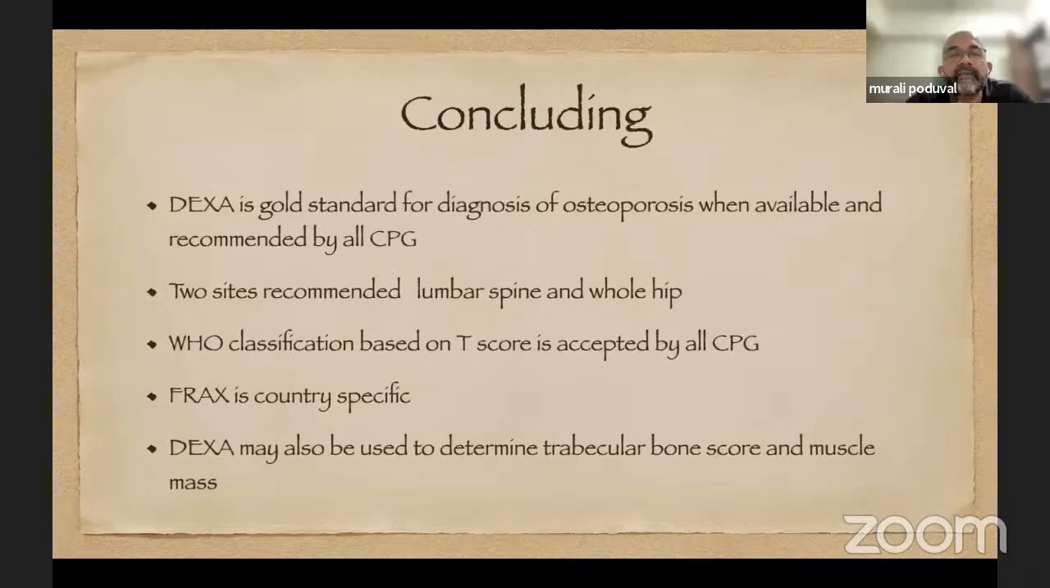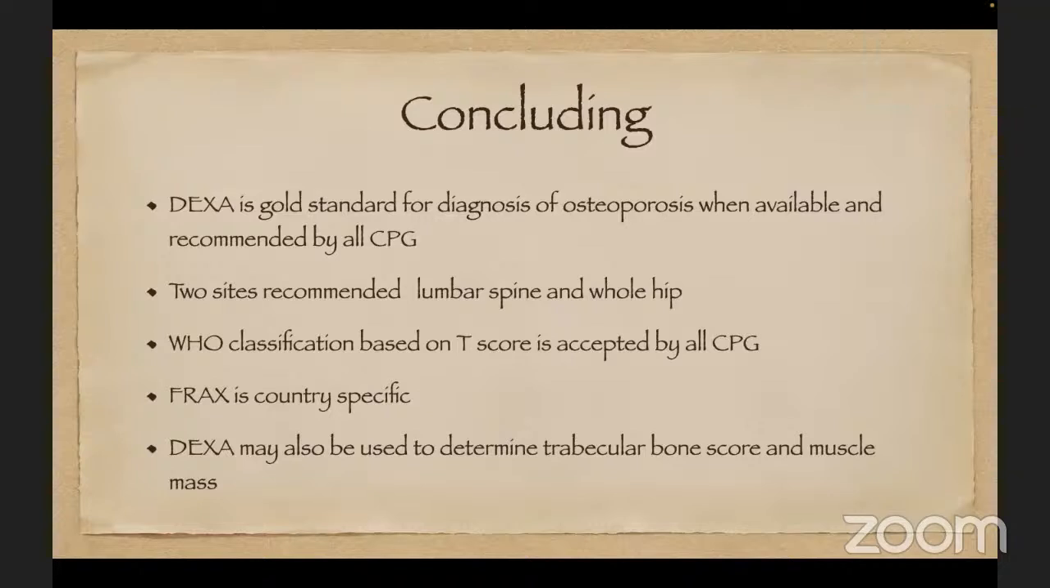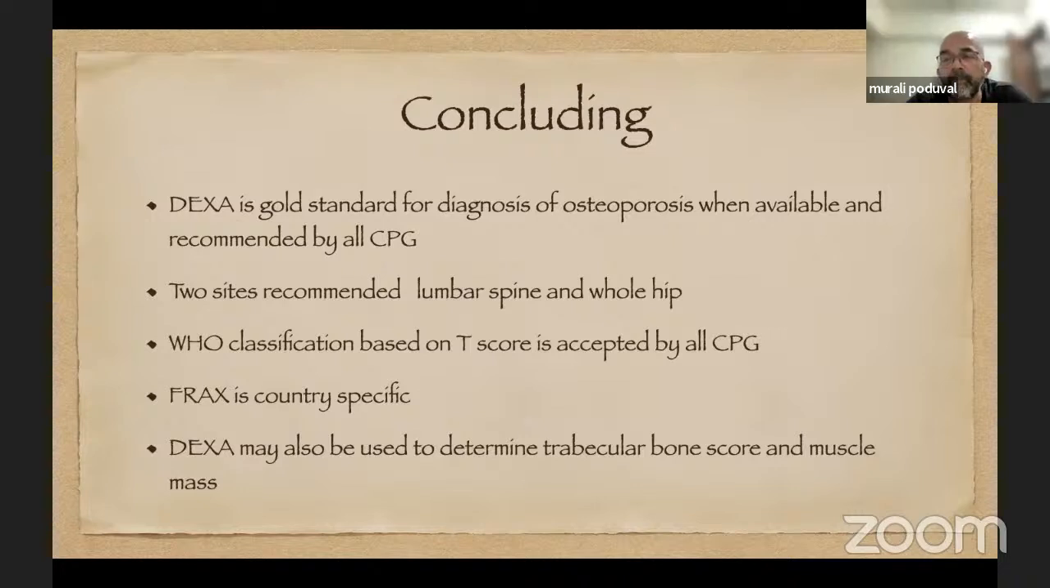Concluding, Dexa is the gold standard for diagnosis of osteoporosis when available and recommended by all clinical practice guidelines. This is from our recent paper which we submitted to the yearbook. Two sites are recommended, lumbar spine and the whole hip. The WHO classification based on the T score is accepted by all clinical practice guidelines. However, the FRAX is country specific and may be interpreted with or without Dexa depending on the region.